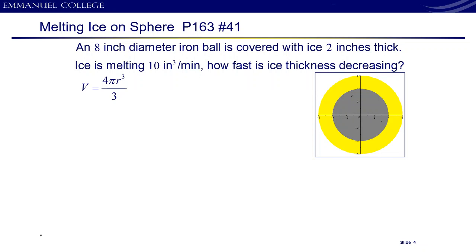All right, so if you have ice that's around a sphere, let's see what we have. You have an 8-inch diameter iron ball, and it's covered with ice that's 2 inches thick. And the ice is melting at 10 cubic inches per minute. So how fast is the actual ball melting?